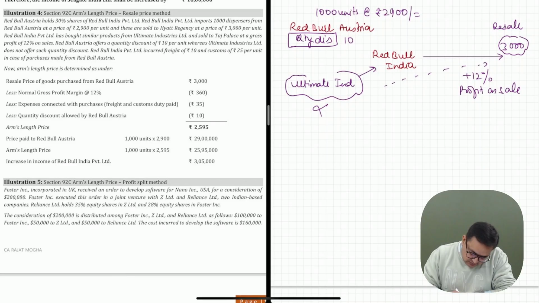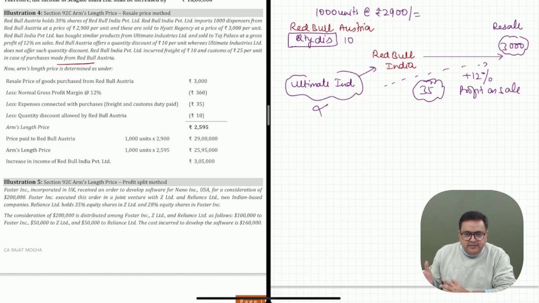Now, Red Bull India Private Limited incurred freight of 10 rupees and customs of 25 rupees in the case of purchases made from Red Bull Austria. So there are some purchase related expenses also. How much are the purchase related expenses? 10 rupees on freight and 25 rupees on the custom duty. So obviously this is a common expense. So purchase related expenses are 35. It's not given that it's not there in Ultimate Industries, so it is just a common expense.